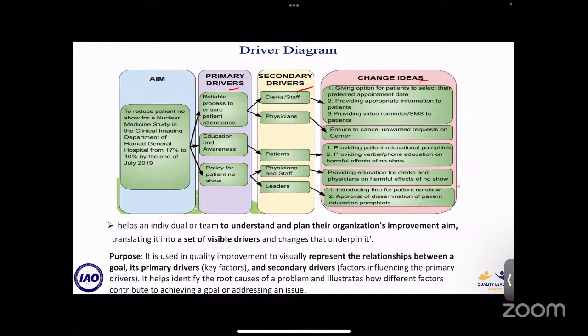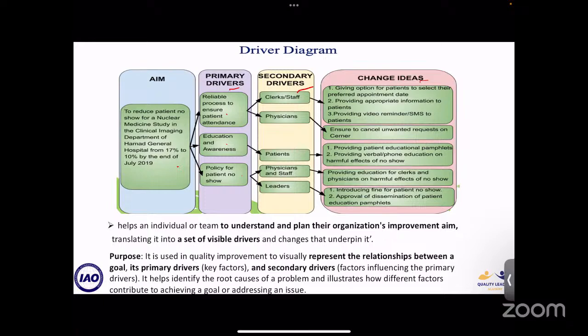So for example, I write here the goal or aim I want, such as reduce patient no-show for new medicine from 70% to 100%. Now, what are the primary drivers that will help me implement this? So we have the reliable process to ensure patient attendance, and education and awareness and policy for patient no-show. Now for the secondary drivers: ensuring clinicians are engaged with patients, providing patient education, and staff members supporting policy procedures.